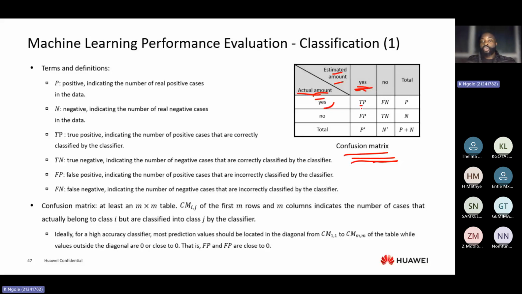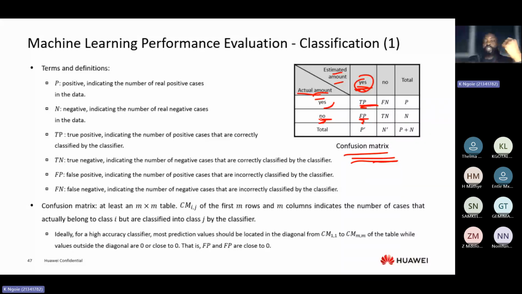Something that is true, that's the actual value, and then it is estimated positively. This is the true positive. But if it's something that is not true, it's false, but it's estimated to be positive by the model, it's a false positive.